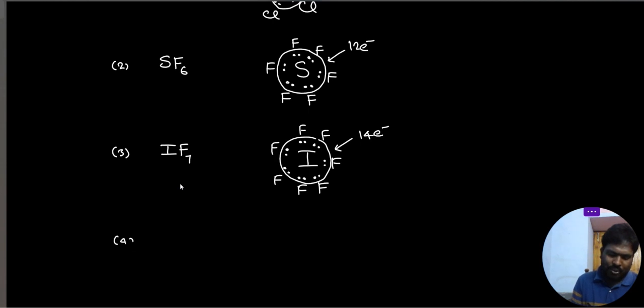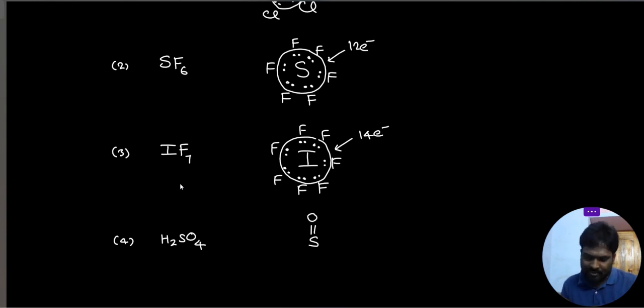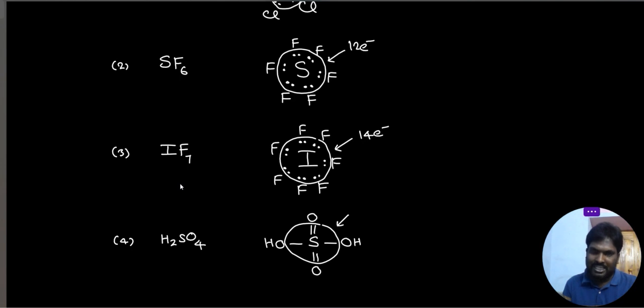Now moving to the next example, sulfuric acid. You can take sulfuric acid. This is given in the NCERT textbook, very important. Here sulfur, simply you can write the sulfuric acid structure. This is the sulfuric acid structure. Around the sulfur, how many bond pairs are there? 6 bond pairs. 6 bond pairs means 12 electrons. So 12 electrons means greater than 8 electrons. Expanded octet molecule.